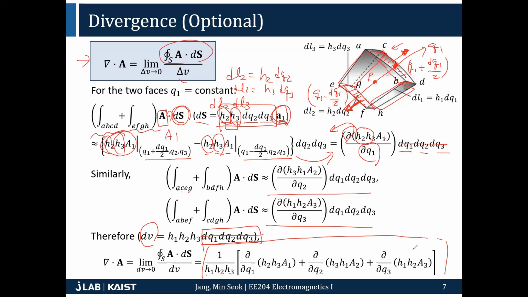So now you understand where H2 and H3 come from. They come from this infinitesimal surface component, which depends on the position. So you cannot simply take it out. It should be evaluated properly. So any questions so far?